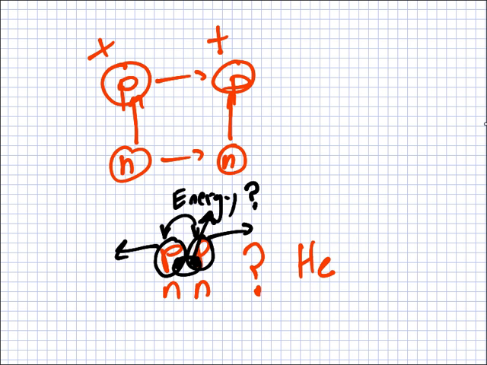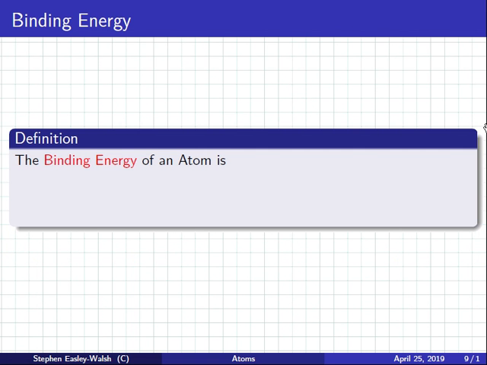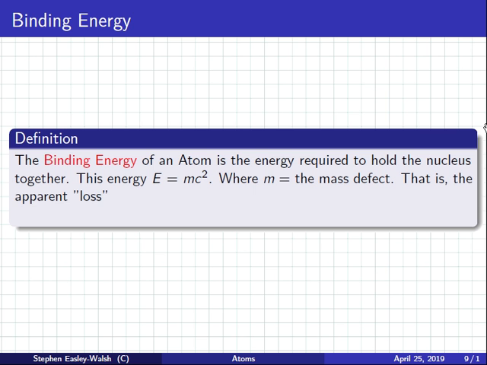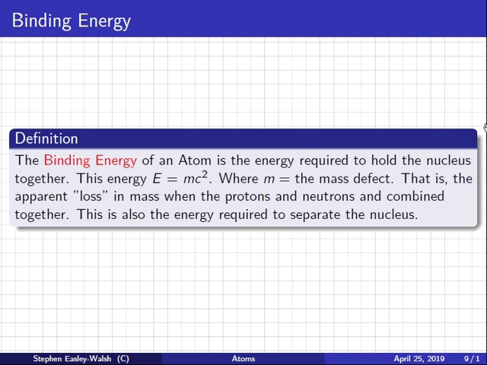It's very strange. So, the binding energy of an atom is the energy you need to hold it together. Okay? And this energy E, the formula to calculate it is equal to mc squared again, where m is the mass defect, the missing mass. That is the lost mass. Okay, so I would like you to write this definition down.